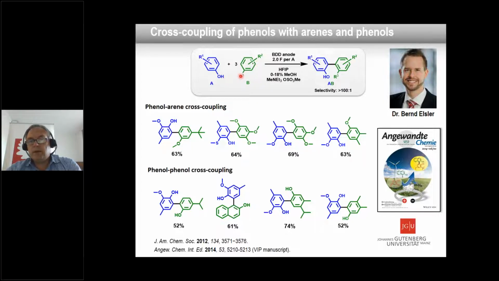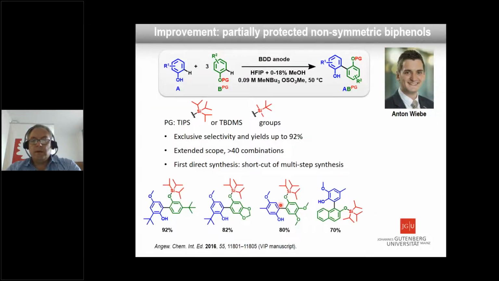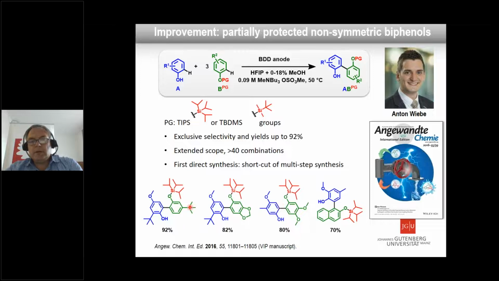Just to give you a clue what you can do: a co-electrolysis with arenes and phenols, or with phenols and phenols, and then you see you make a cross coupling without leaving groups, and you have a really exclusive selectivity that you get the biaryls here. And this was done in larger cells. I will show you some of them that you can make directly on gram scale and even multi-gram scale with a workup.